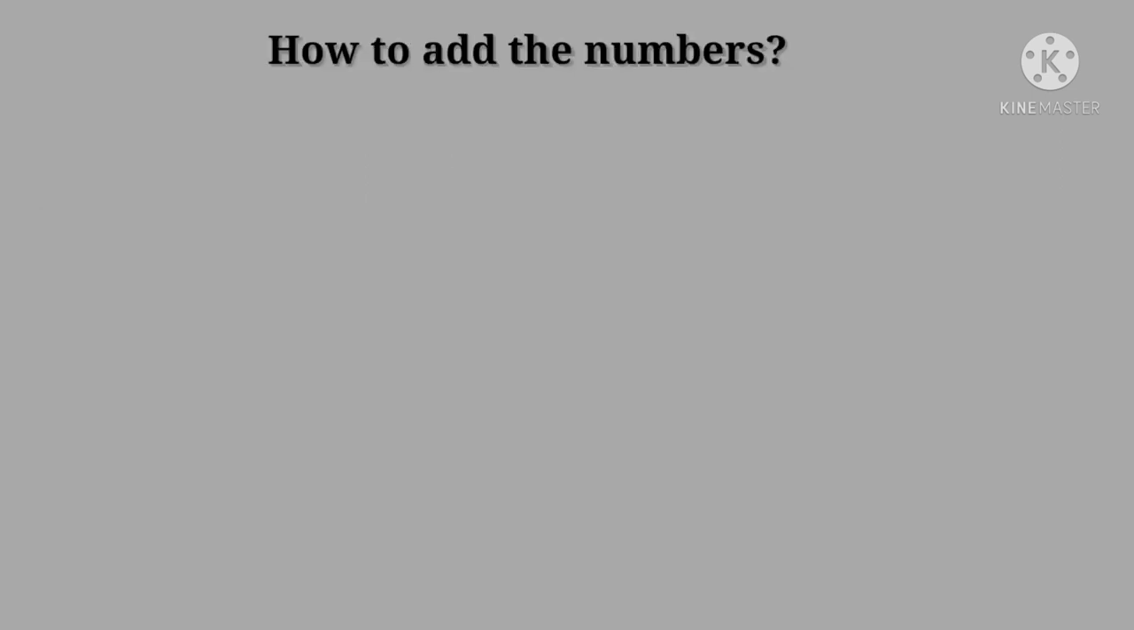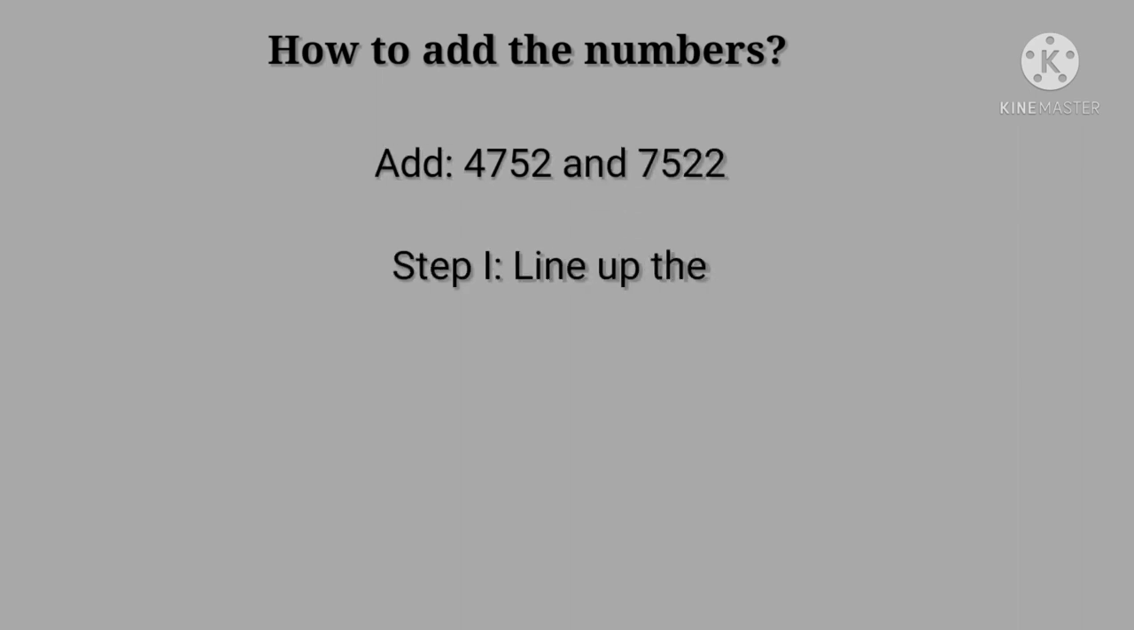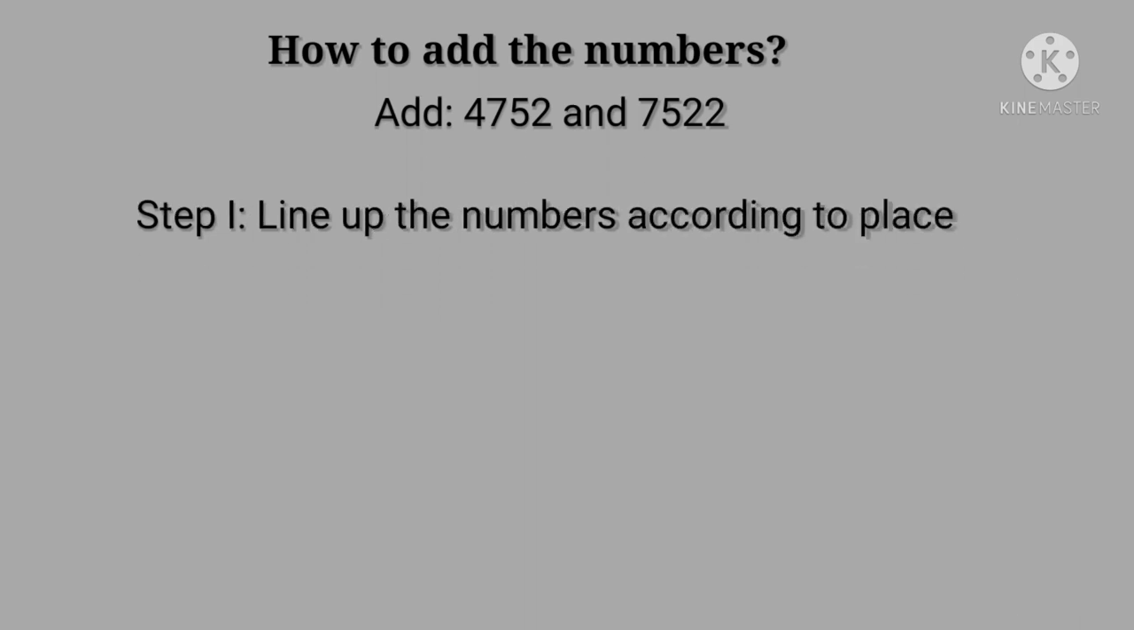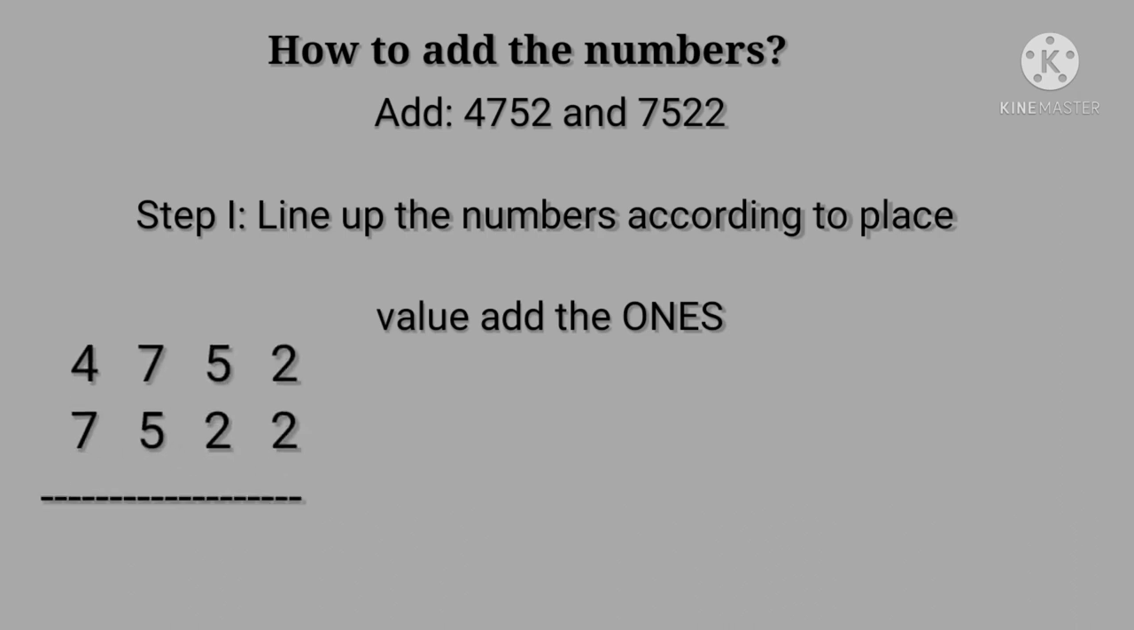How to add the numbers? We'll go with one example step by step. Add 4752 and 7522. In step 1, line up the numbers according to place value, add the ones. So here 2 plus 2 is 4.